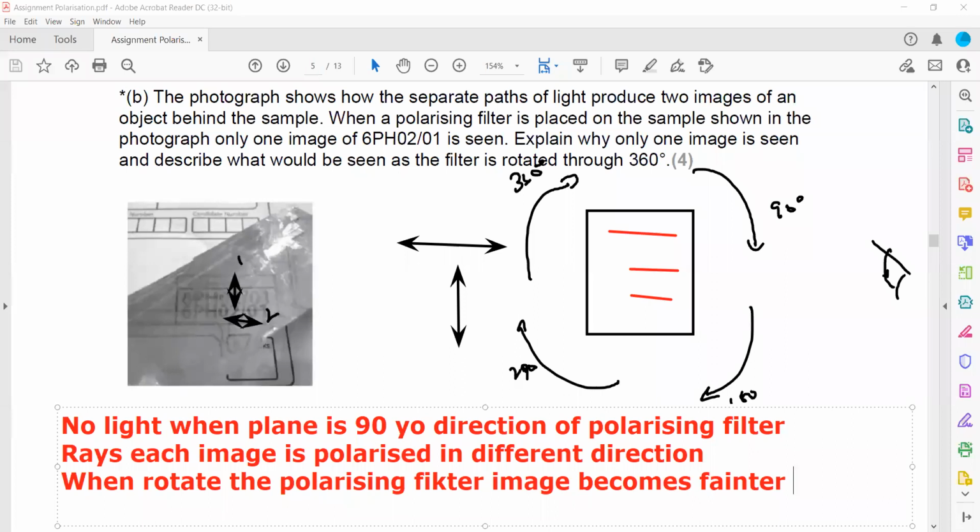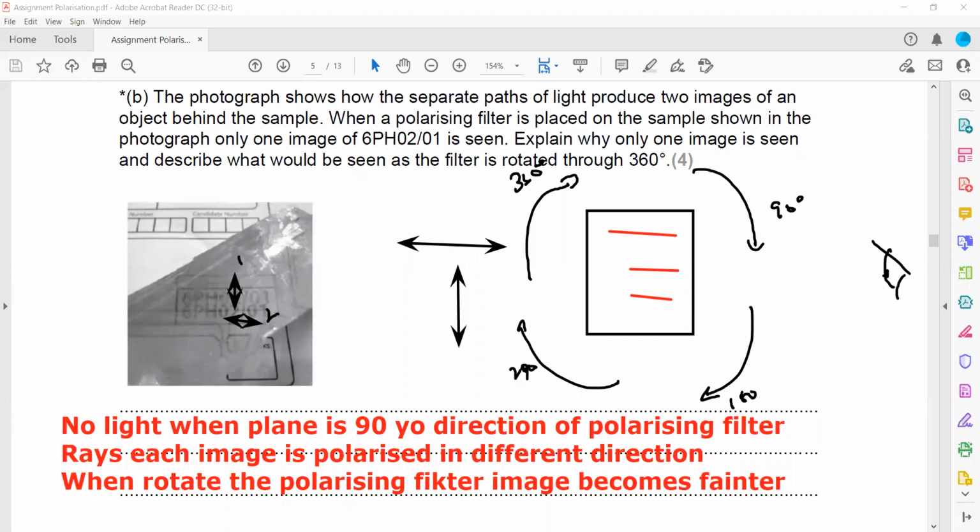Now we work out at what angle. For example, we started like this, this is a starting way. So when we start in this manner, which image will be seen? When the plane of the polarizing filter is parallel to image 2. So in the beginning, when the polarizing filter is placed, which image will be seen?